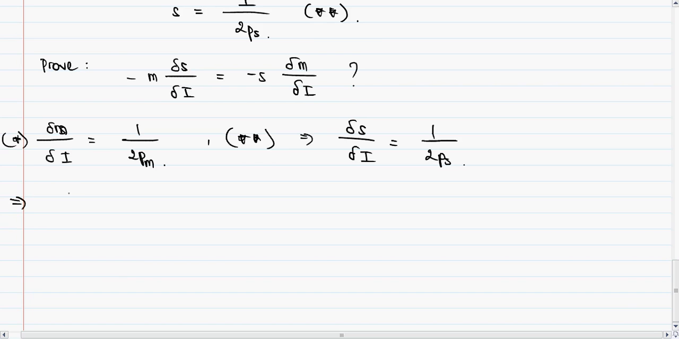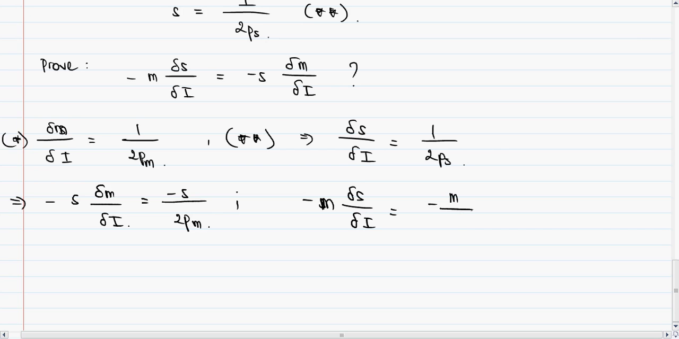Therefore, negative S multiplied by the change in M on the change in I will be equal to negative S divided by 2PM, and negative M multiplied by the change in S on the change in I will be equal to negative M divided by 2PS. So I want to prove that this one is equal to this one.